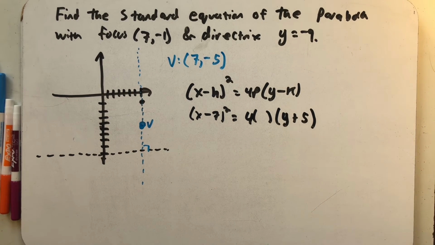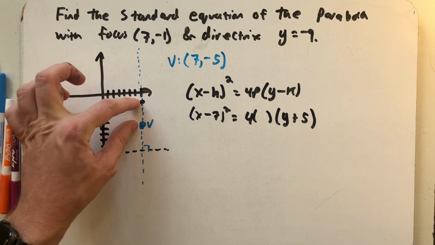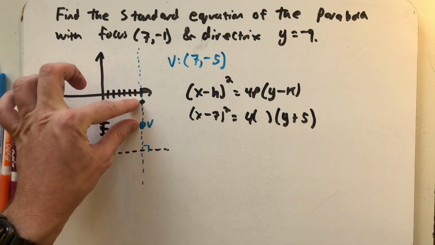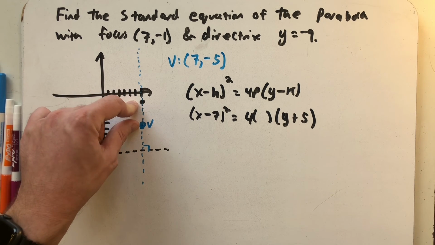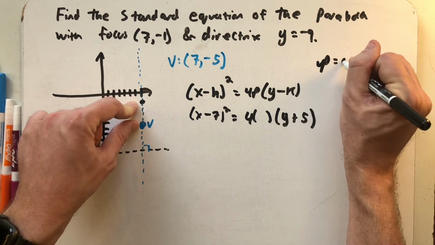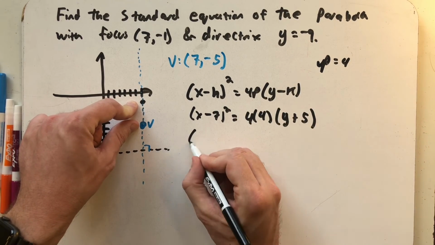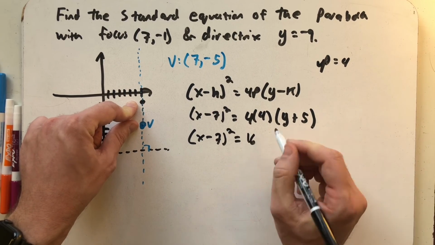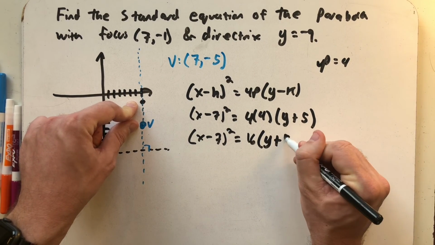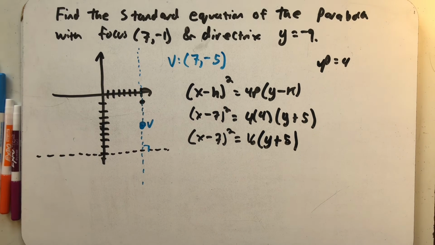All right, but from this I can also tell you what p is, because p is a directed distance between a vertex and a focus. And my focus is 4 units above. So p is equal to 4. So right there I really have a 4 times 4, which is 16. And we have found our equation for that particular parabola. And that's it for now.